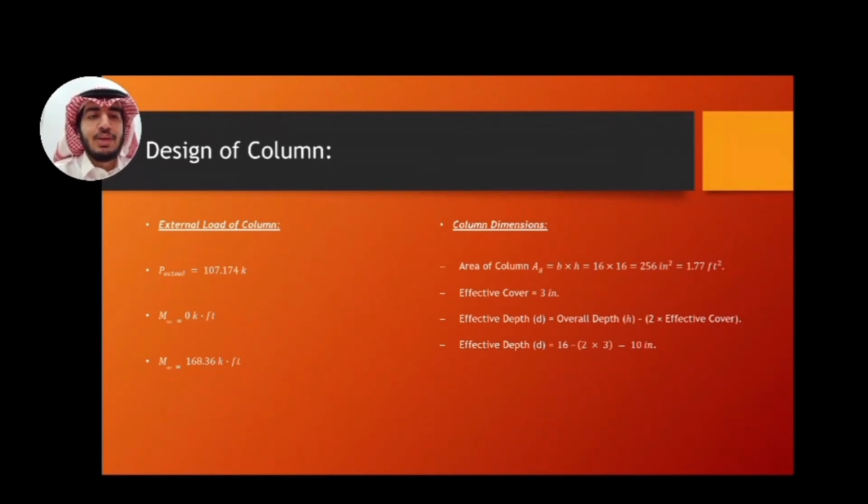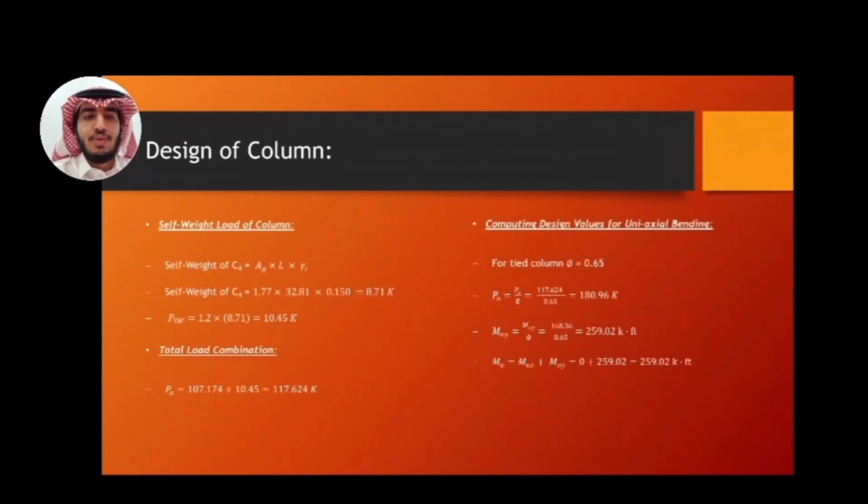Column dimensions, we need the area of the column, effective cover, which is equal to 3, effective depth. Effective depth is equal to overall depth, which is h, minus 2 multiplied by effective cover, which is equal 10 inches. Self weight of the load of column. Self weight, which is equal Ag multiplied by L multiplied by rho C, which is density for the concrete.